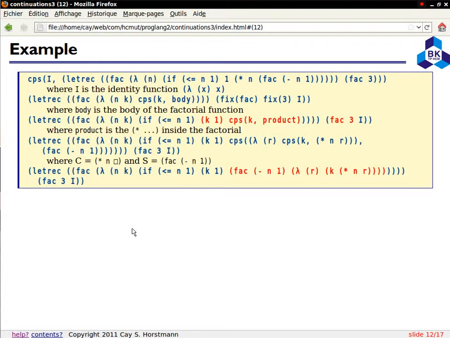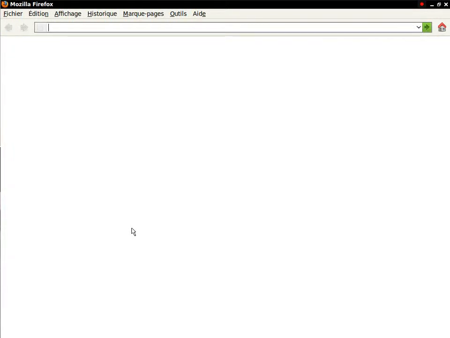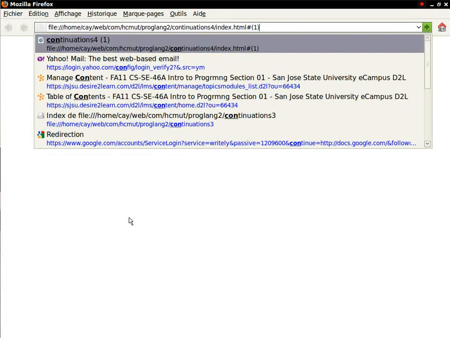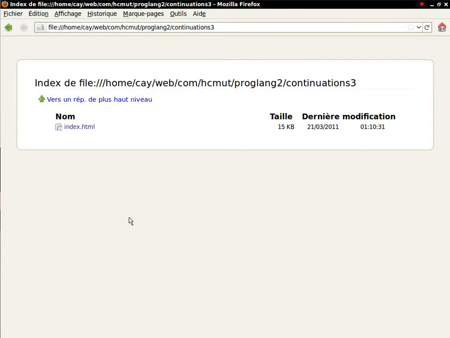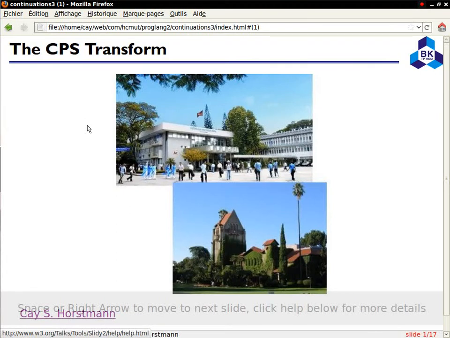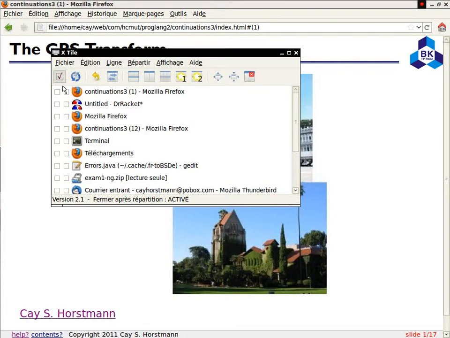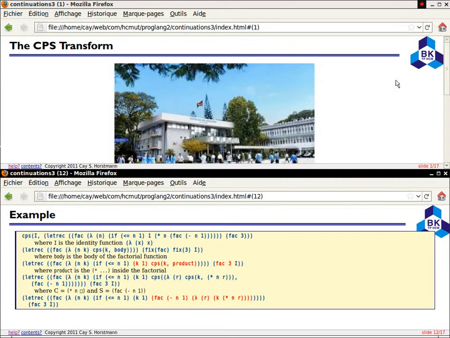And now I need to find out which of the CPS rules now applies. Okay, now I wish I could see them both at once. Actually, maybe I can do that. Continuations 3. Tiled like this, look at that.